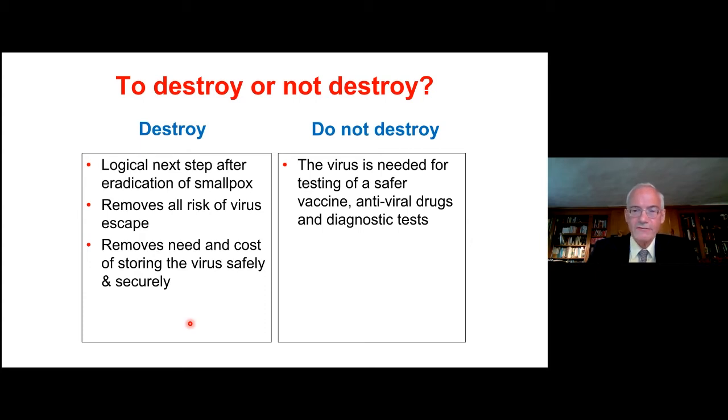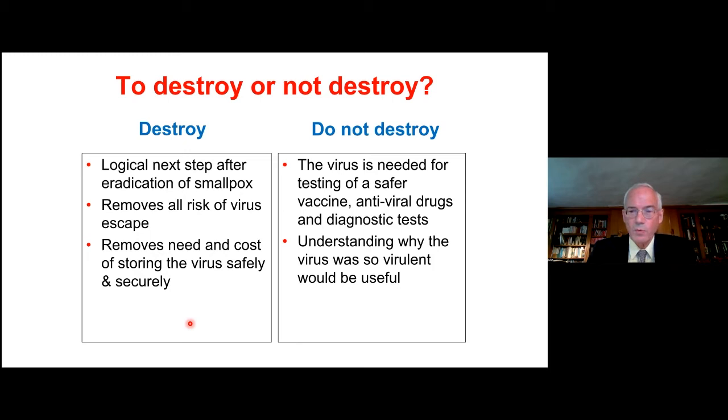And those advocating retention, at least for the moment, would argue that the virus would be needed to test safer vaccines and antiviral drugs and diagnostic tests in the event that smallpox ever re-emerged. And also understanding why the virus was so virulent and able to overcome our immune system would be useful for our understanding of viral pathogenesis that could be applied to other viral diseases also. Members of the Green Party might have argued that we should not destroy biological diversity.